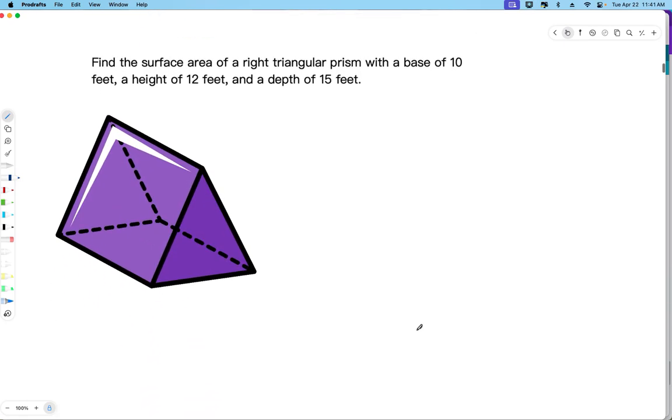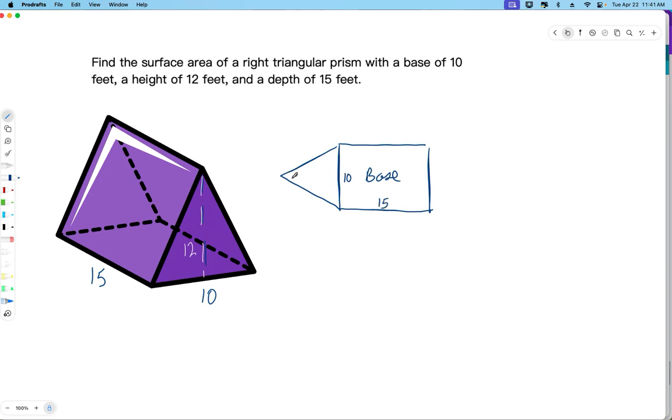Okay, let's look at the other one that you had problems with. So it says find the surface area of a right triangular prism with a base of 10 and a height of 12. And then it has a depth of 15. Those are your dimensions. So what we've got, if we lay out our net, right, we've got the base that it's sitting on is 10 by 15. So 10 by 15. And then you've got the triangle here, which is 12 by 10.